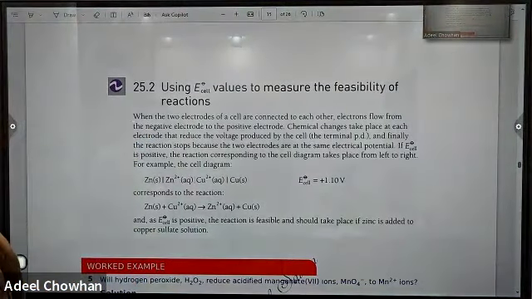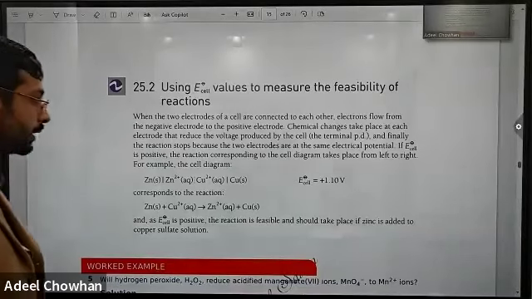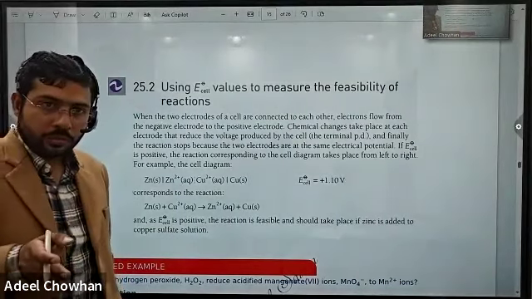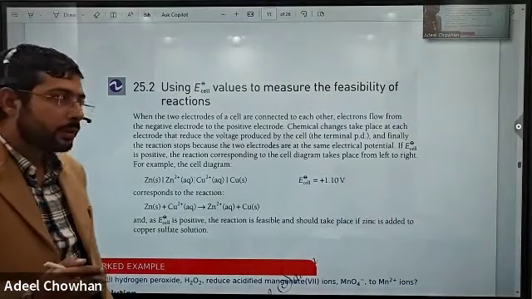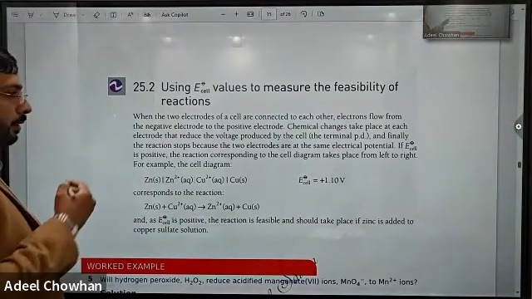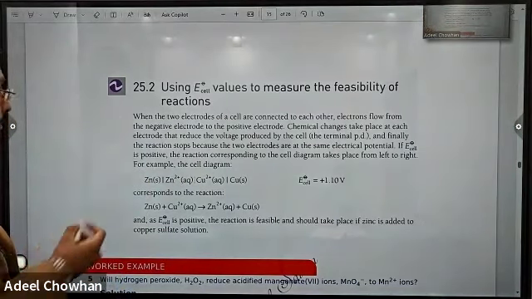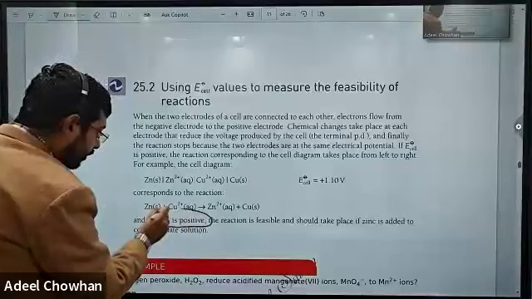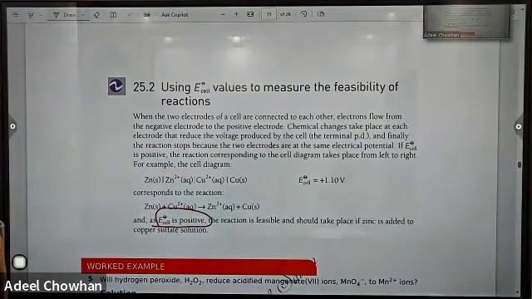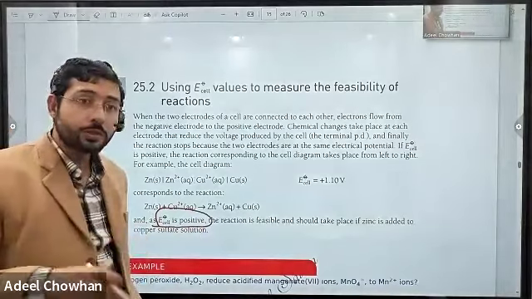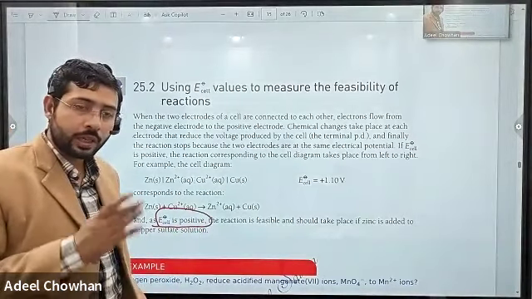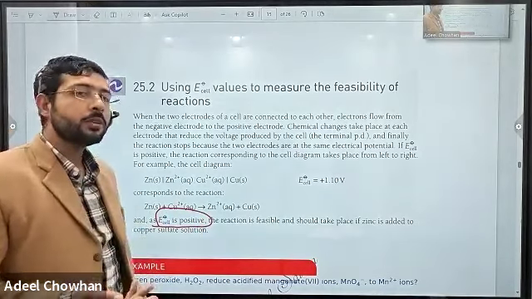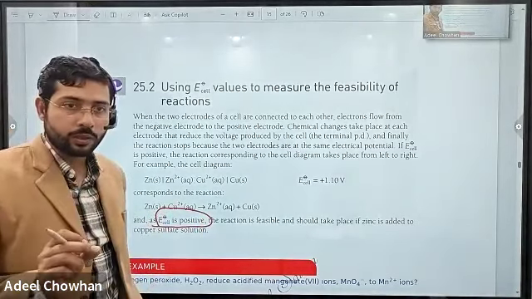So, using E naught cell values to measure the feasibility of the reactions. We have to use the value of the E naught cell to tell whether the reaction will occur or not. Basically, whenever the value of the E naught cell is positive, the reaction will always be feasible, which means the reaction should take place. Feasibility of the reaction means the reaction should take place. That is determined on the basis of the sign of the E naught cell.